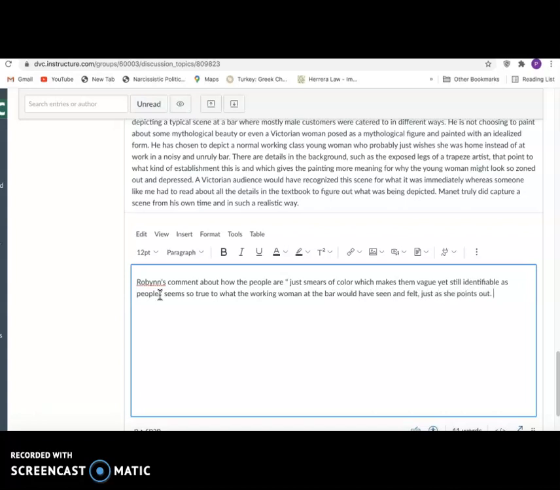So now I can build from there. I can say, this reminds me of the blurred figure in the back of the Manet painting Déjeuner sur l'herbe, which should be italicized because paintings should be.